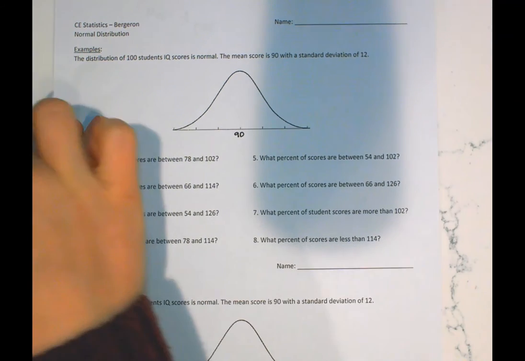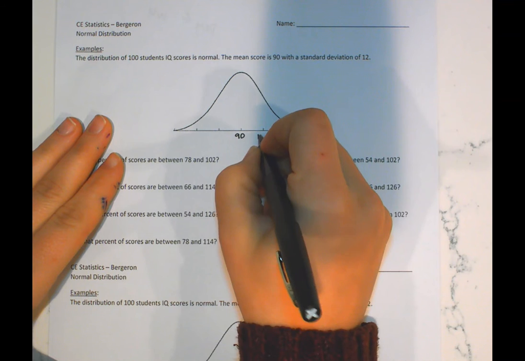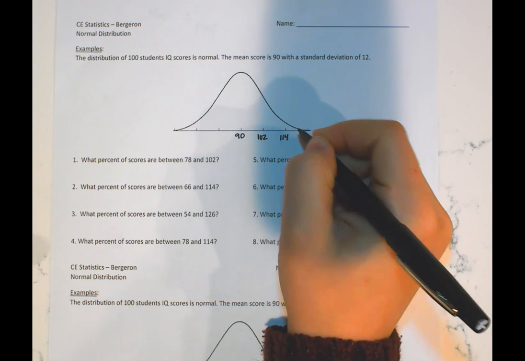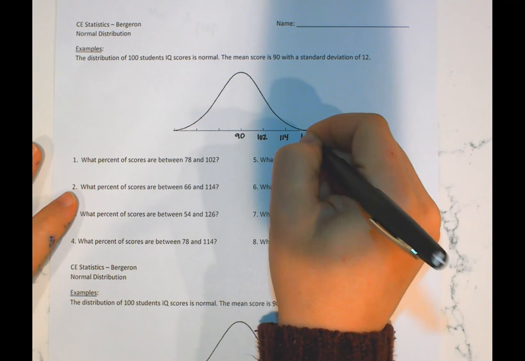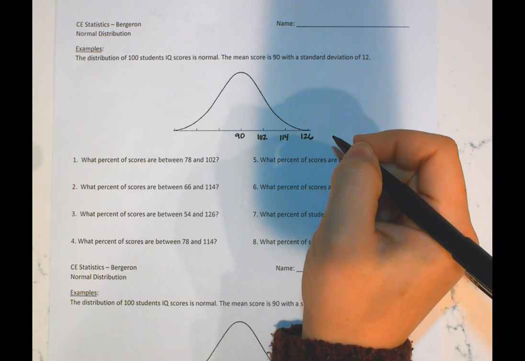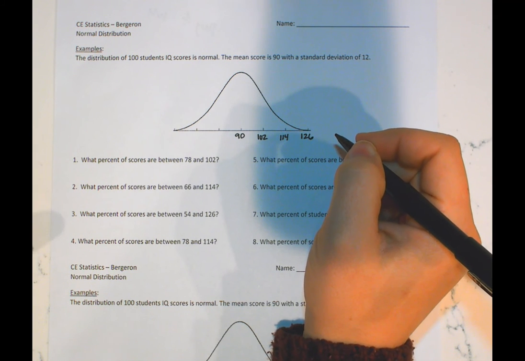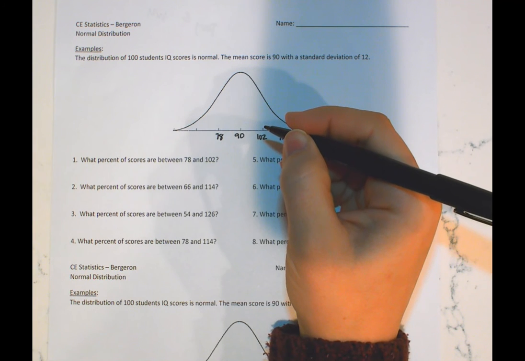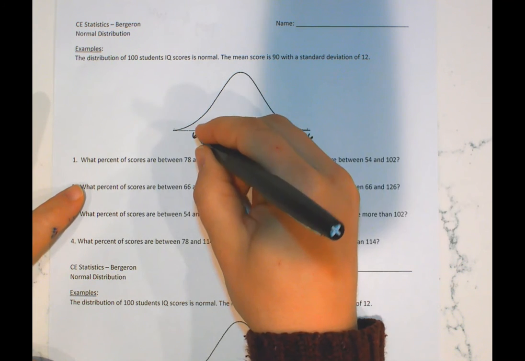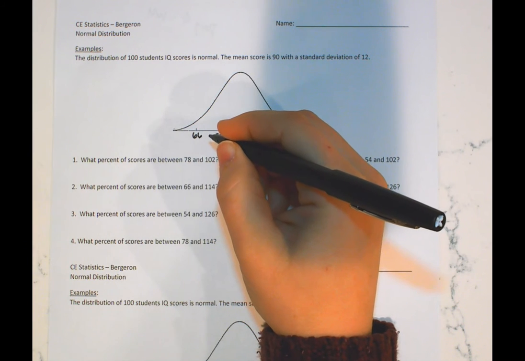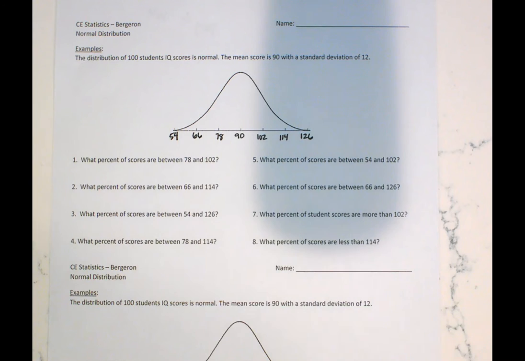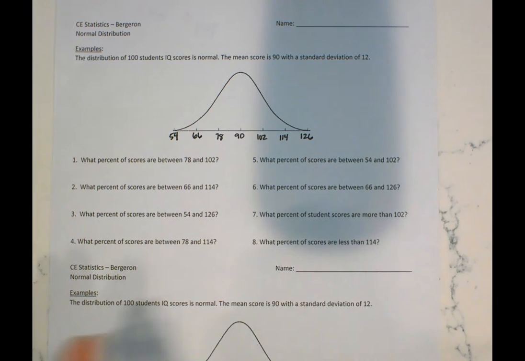So that means my mean score is 90, and my standard deviation is 12, so I'm going to add 12 over and over again until I get to this side. Then, going the other way, I'm going to subtract 12 from both sides, or subtract 12 over and over. So this fills out my normal curve, right? My mean goes in the middle, and then each standard deviation from there.